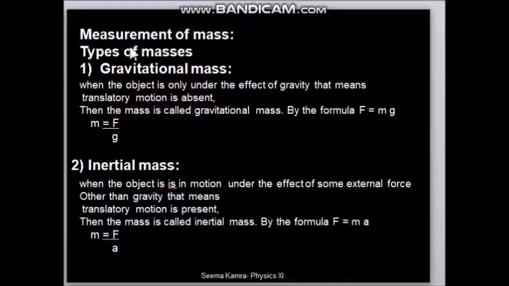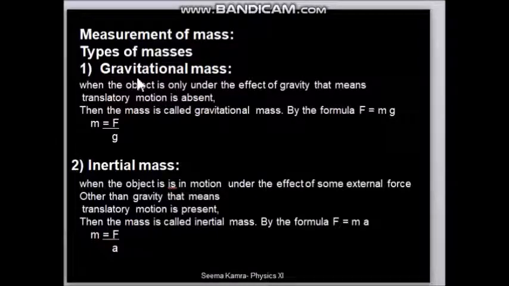First of all, there are two types of masses: gravitational mass and inertial mass. That means for the same object, we know that one constant mass is there, but under what condition we are measuring that mass, depending upon that, the name is assigned.